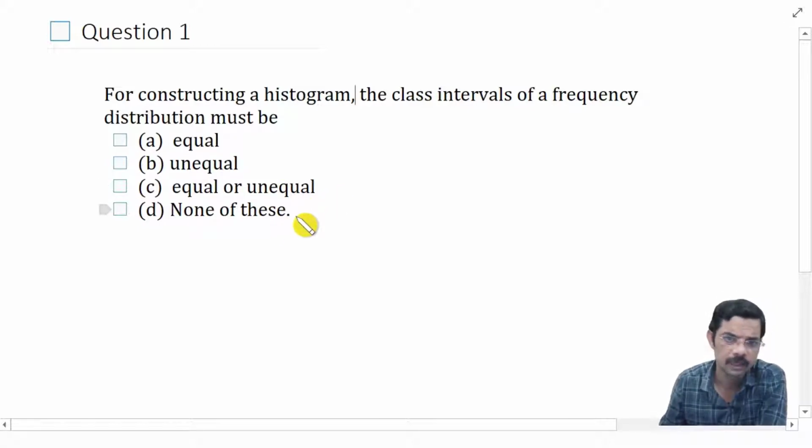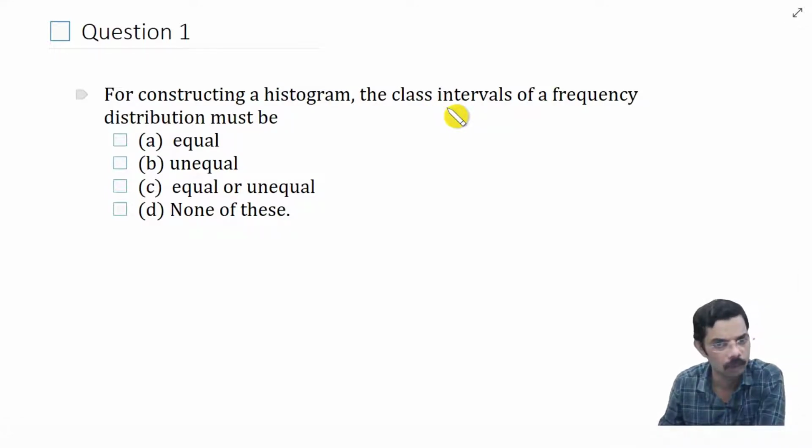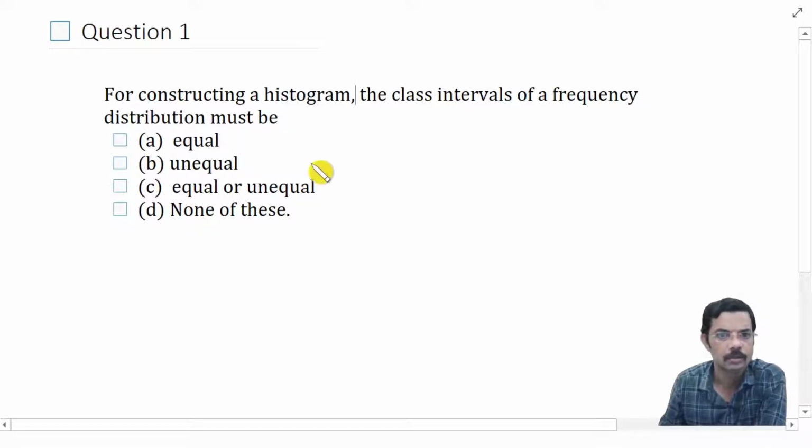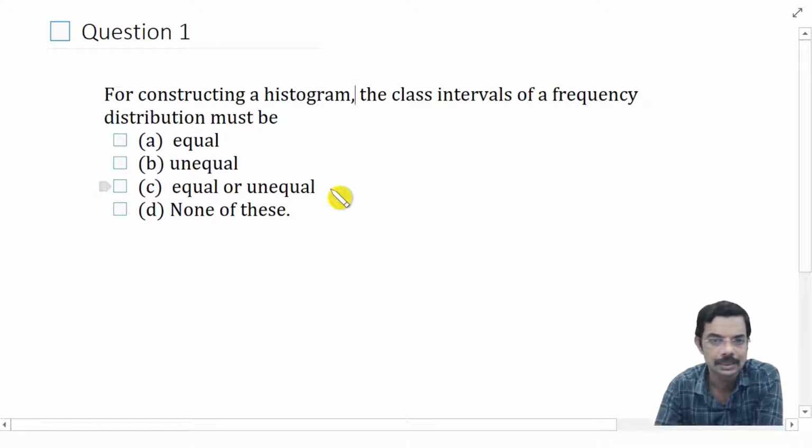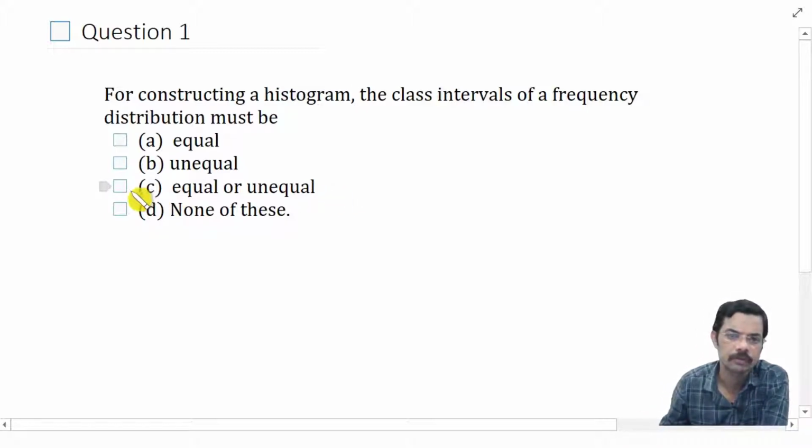Okay, we have studied in the previous video that for constructing a histogram, the class intervals could be of any type, either equal or unequal. In case they are equal, that will be desirable, but in case they are unequal, we have certain metrics defined for that, how to keep the proportion same. Therefore this is your answer, option C, equal or unequal.